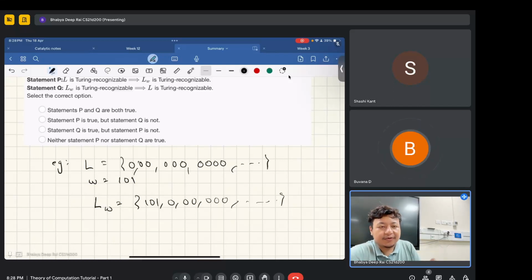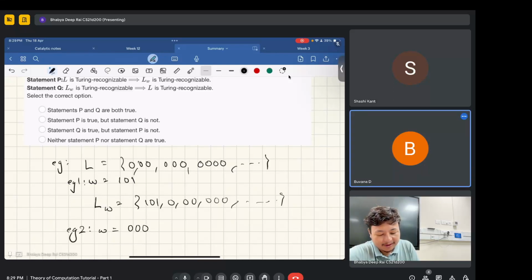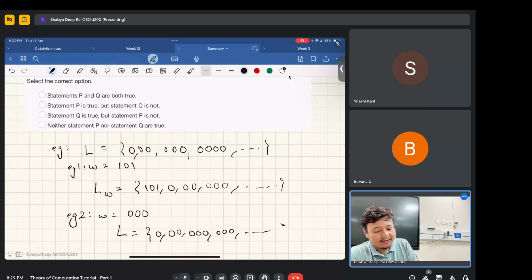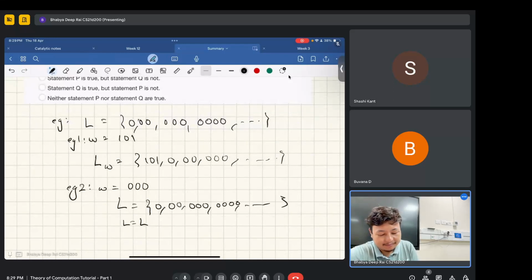But since it's a union, W could already be contained in L, right? So this is example 1. Example 2 is the same L, but W this time is 000. So in this case, what is LW? It is 0, 00, 000, and so on. Right? So in this case, LW equals L. When W is in L, LW equals L. So this is one observation.